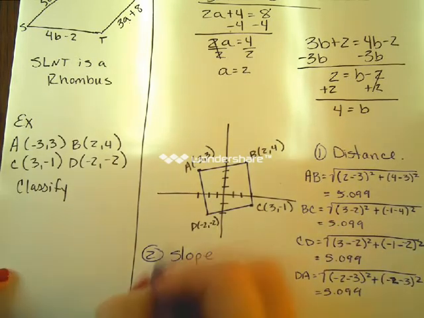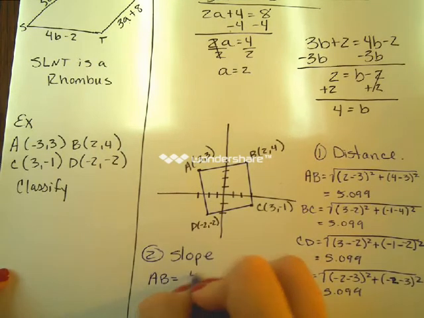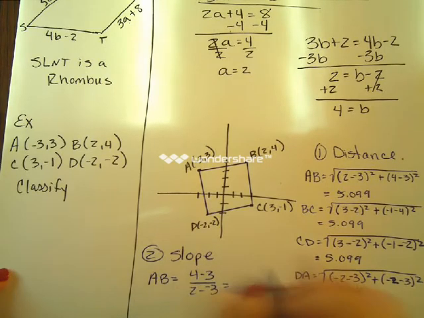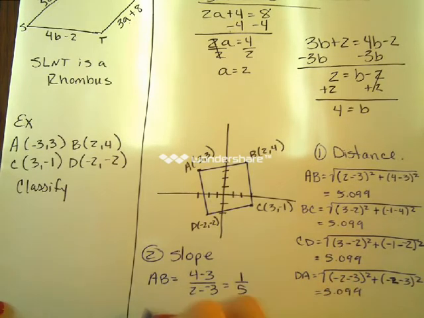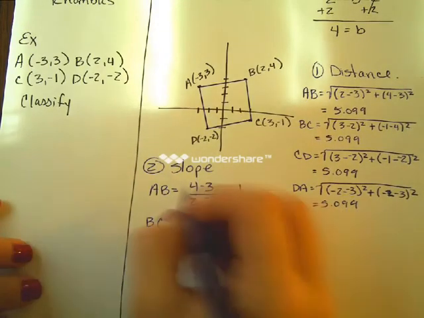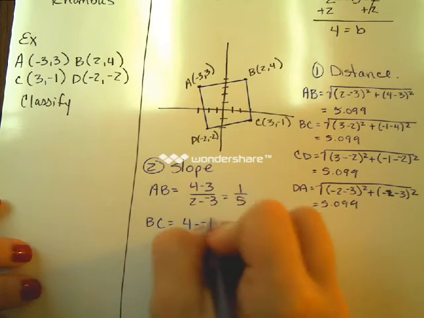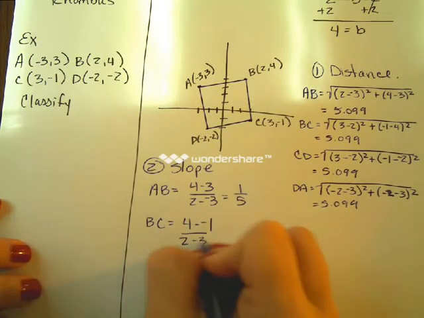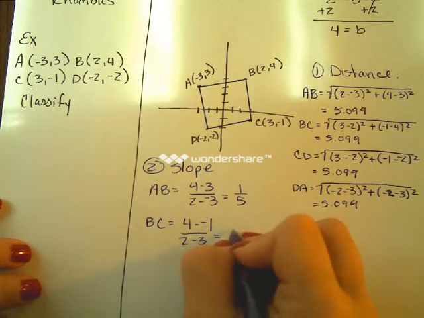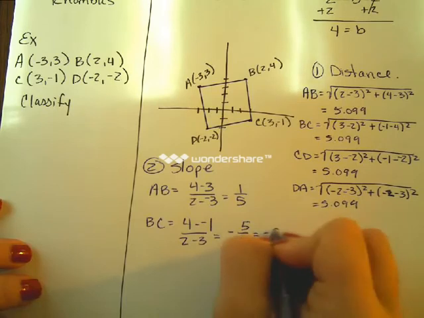So AB is 4 minus 3 over 2 minus a -3. That's going to be 1 over 5. Slope of BC. Again, if you need to look up these formulas, go ahead, I don't mind. 4 minus a -1 and 2 minus 3. That's going to be -5 over 1, which is just -5. So we do have some perpendicular lines going, so that's a good sign that it is a square.